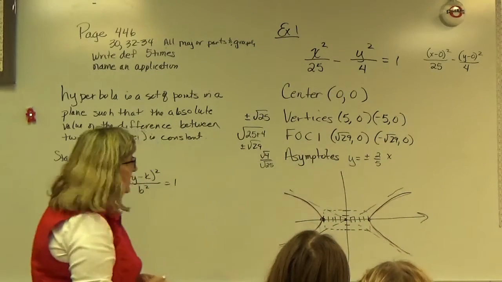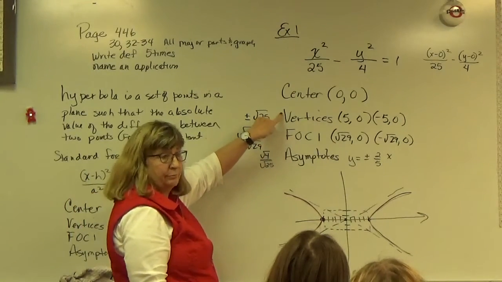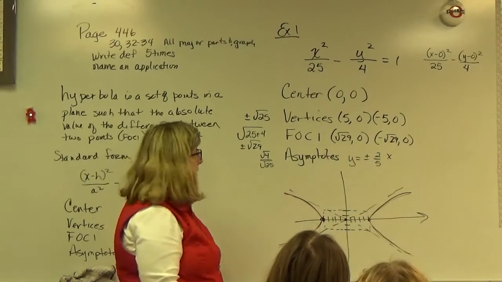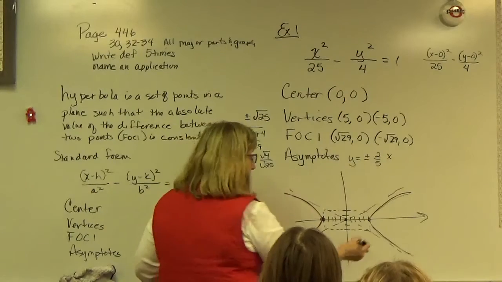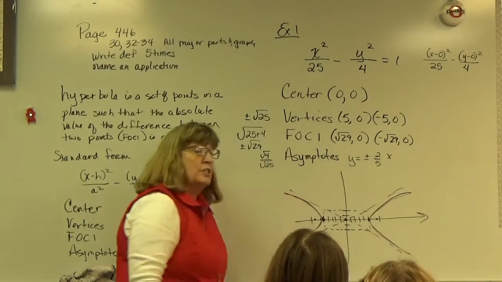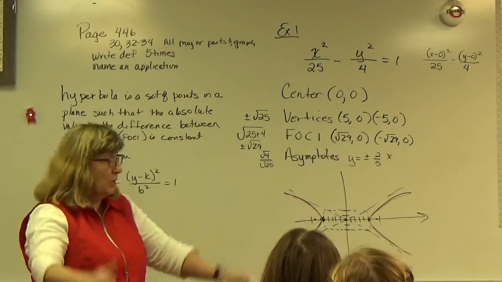Now, we're going to use that to check. What did we say the vertices were? 5, 0, negative 5. Did they end up being the starting point of our hyperbolas? Okay. Foci, what's the square root of 29 approximately? 5 something. That means it's somewhere in here and somewhere in here, which foci are always found inside the hyperbolas. There's another check. We're checking everything as we're going.